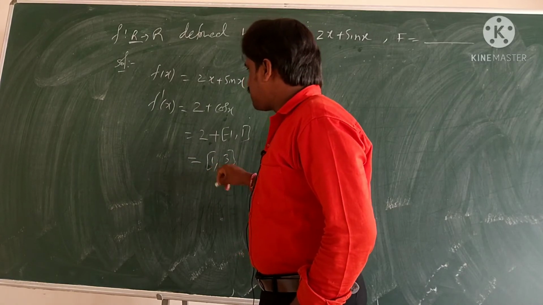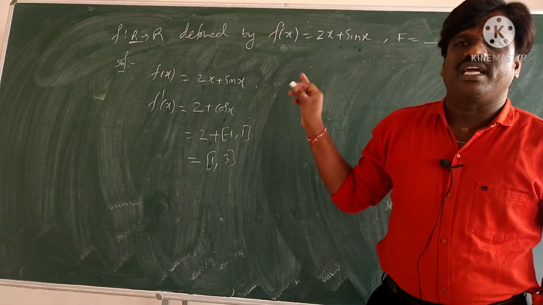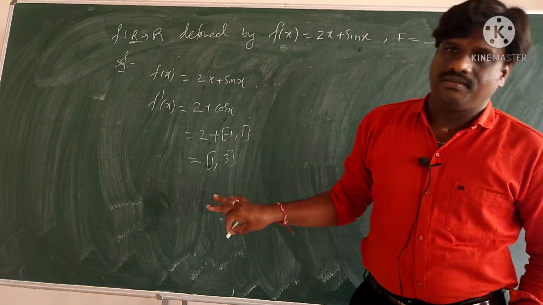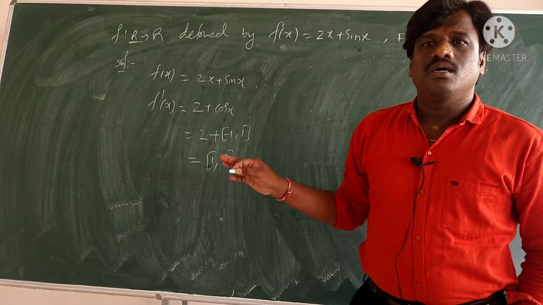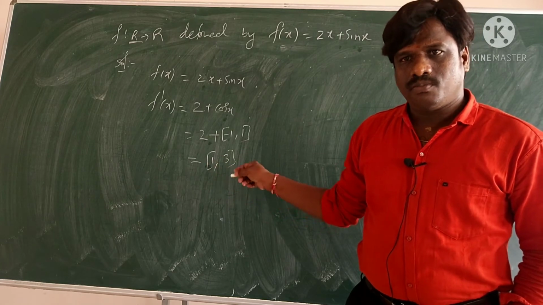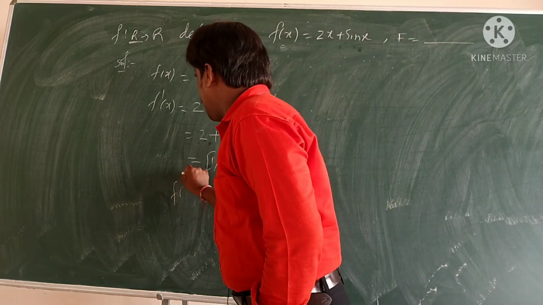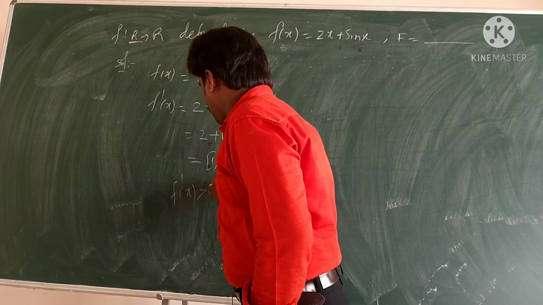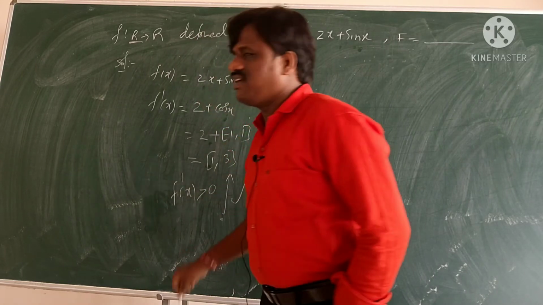Now tell me, is this value positive or negative? Positive. So very simply we can say f dash of x is greater than 0. It is an increasing function, so 1 1 function. That's done.